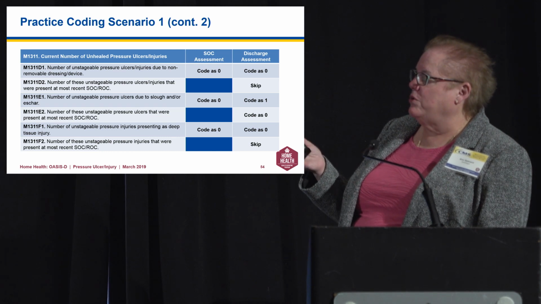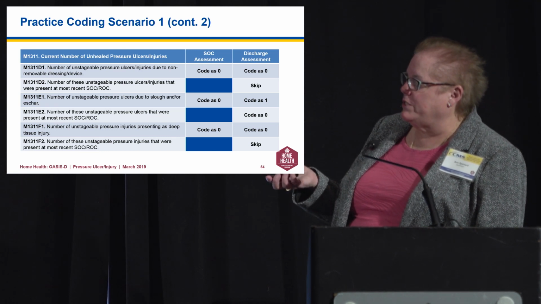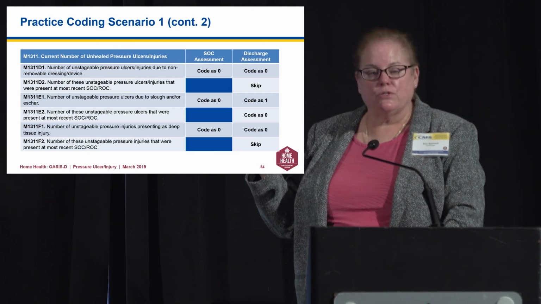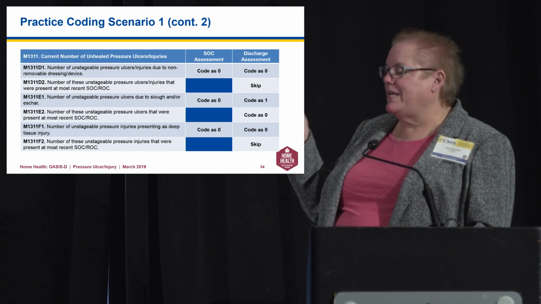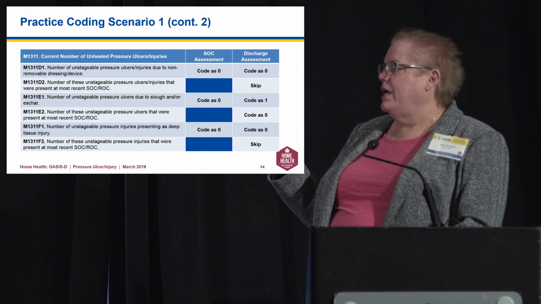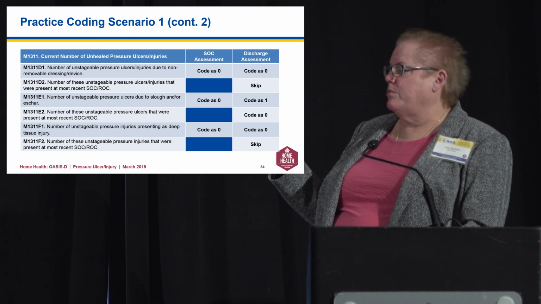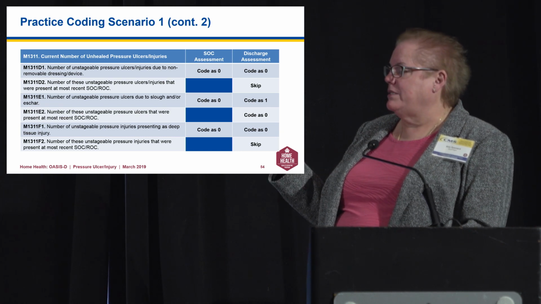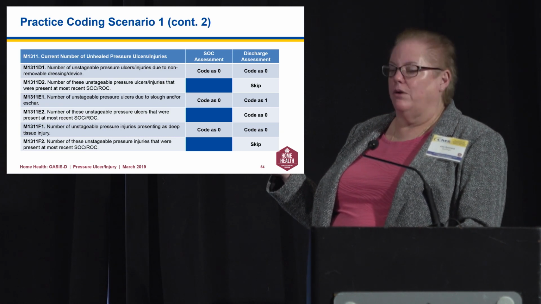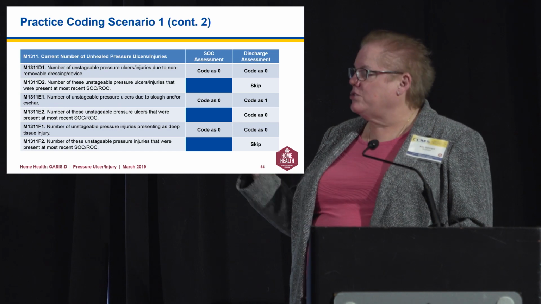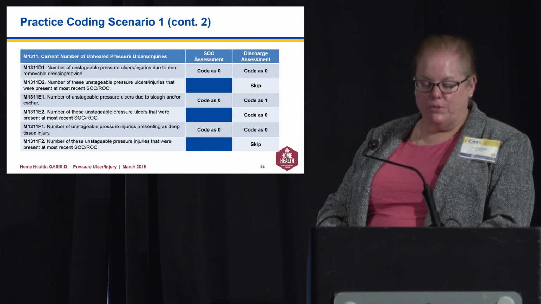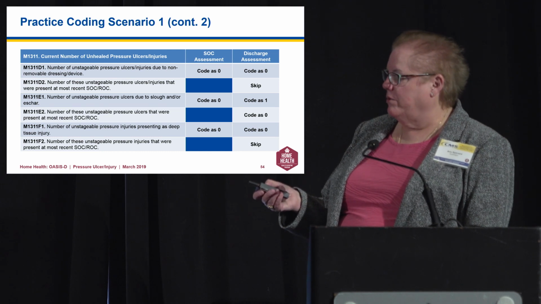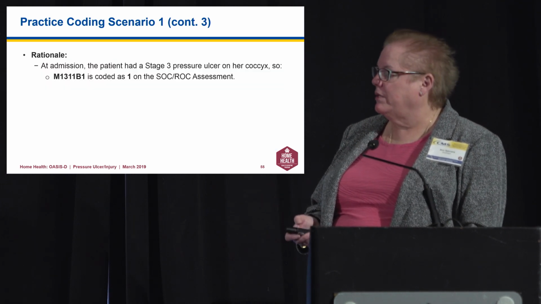Now we're getting into E1, which is the number of unstageable pressure ulcers due to slough and or eschar. We didn't have any of those at the start of care, we had 0, but we now have 1 at discharge. And so the number of these unstageable pressure ulcers that were present at the most recent SOC or ROC is now going to be 0. We didn't have any of these. So this just gives you, again, more training opportunities when you go back to your organizations.